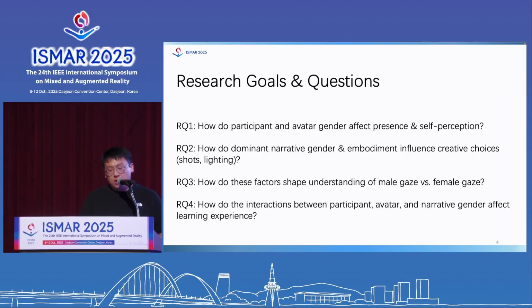And third, how do these factors shape the understanding of the male gaze and the female gaze? And how do these interactions influence the overall learning experience? With this, we hope to understand how gender dynamics change what people see and create in VR.